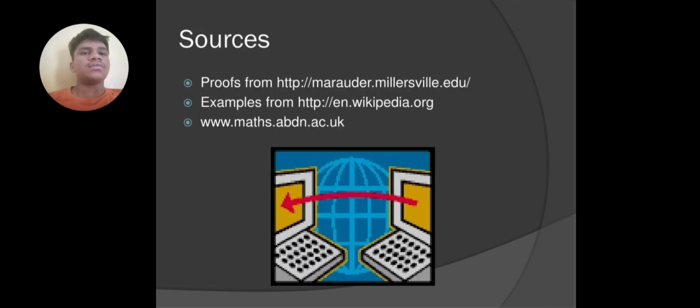We can look for further information about Rolle's theorem. The sources are proofs from, and we can see the websites from which we can gather information about Rolle's theorem.